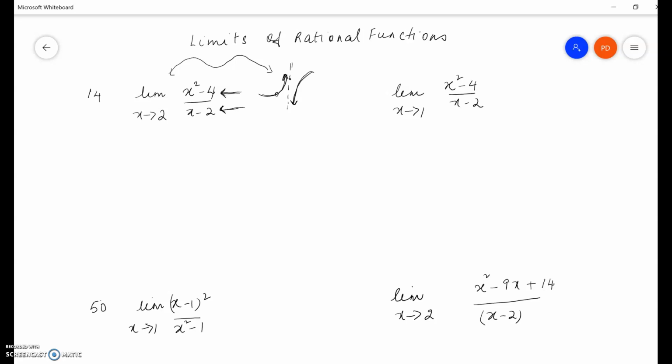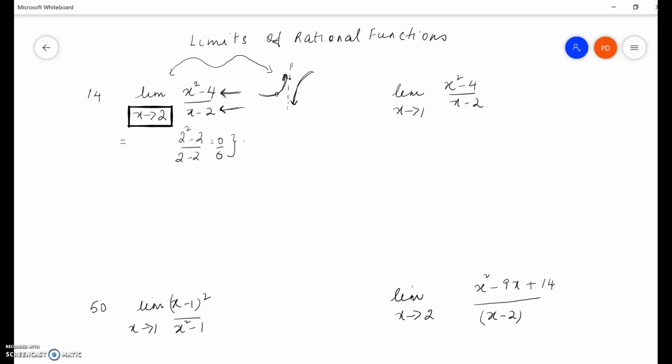So let's look at this example number 14. We have x squared minus 4 over x minus 2. Now, this is a rational function, and it's possible that at x equals 2, the function is continuous, and we don't need to worry about using any specific technique, but we can only find out if that is the case by plugging in the number first. So when we plug in the number, we get 2 squared minus 4 divided by 2 minus 2. So that's a 0 over 0.